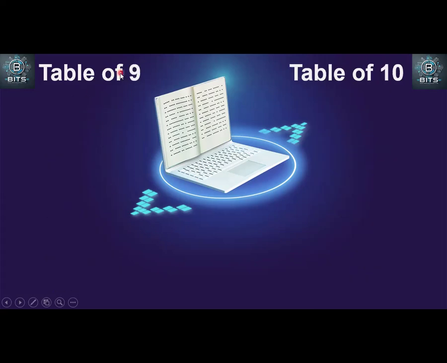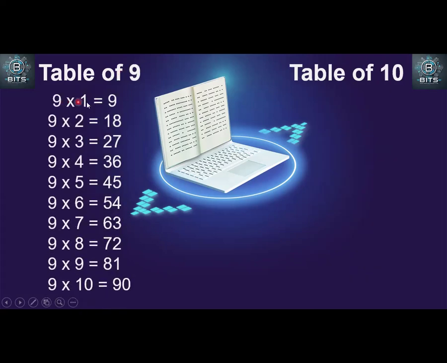Table of 9. Nine ones are 9. Nine twos are 18. Nine threes are 27. Nine fours are 36. Nine fives are 45. Nine sixes are 54. Nine sevens are 63. Nine eights are 72. Nine nines are 81. Nine tens are 90.